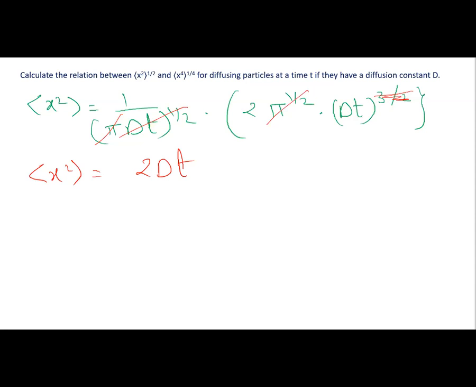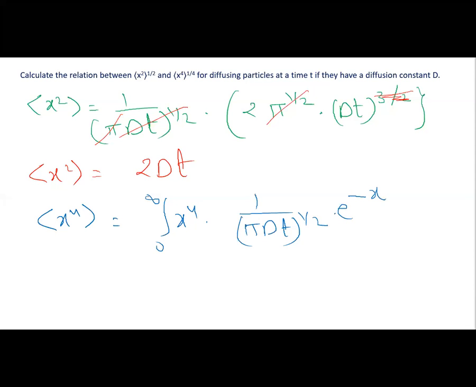So similarly, we can calculate this for x⁴, where we need to weight this term x⁴ by the probability distribution p(x), which is (1 over πdt)^(1/2) e^(-x²/4dt) dx.